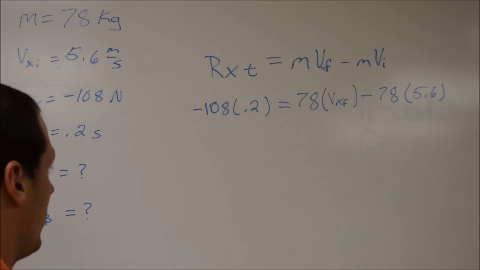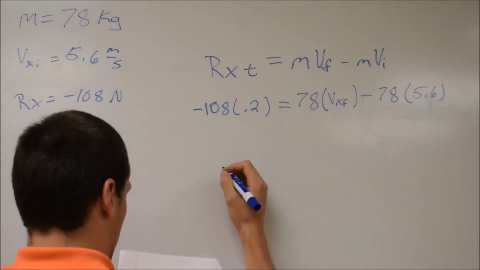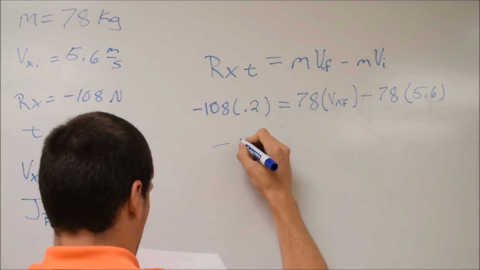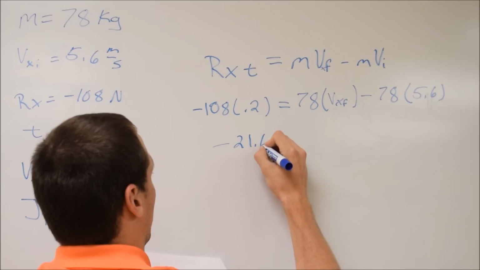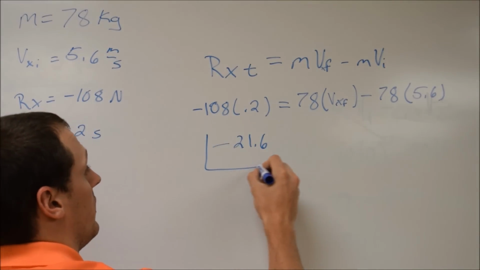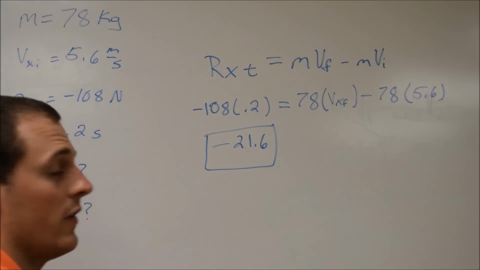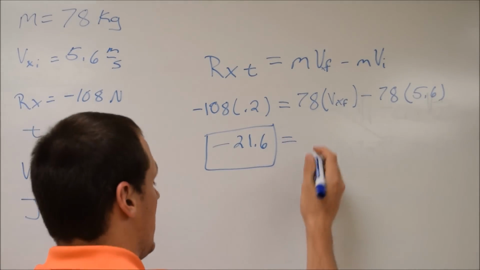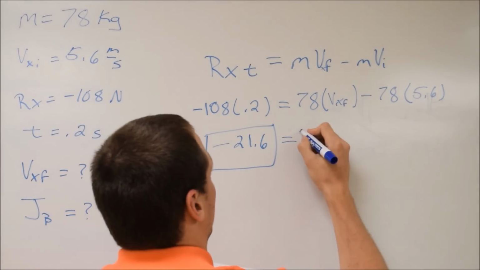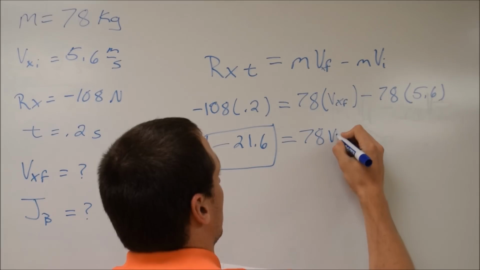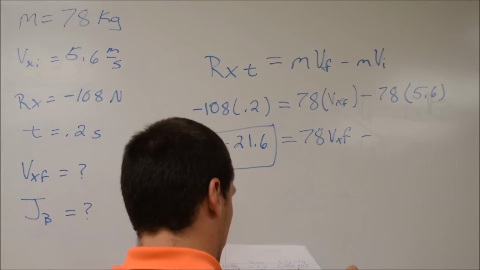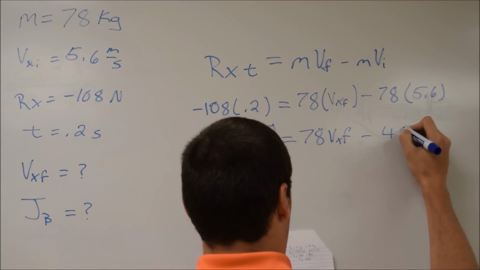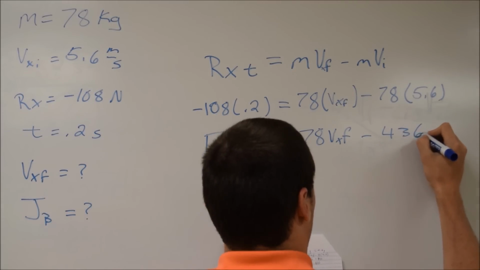So now the first thing that we can do is go ahead and multiply this side right here, and we get negative 21.6. And I'm going to go ahead and put a square around this for now, and I'll show you why I did that in just a second. Is equal to 78 times Vxf minus 436.8.